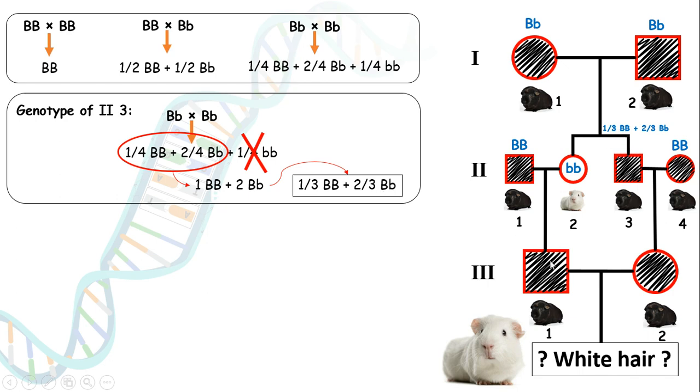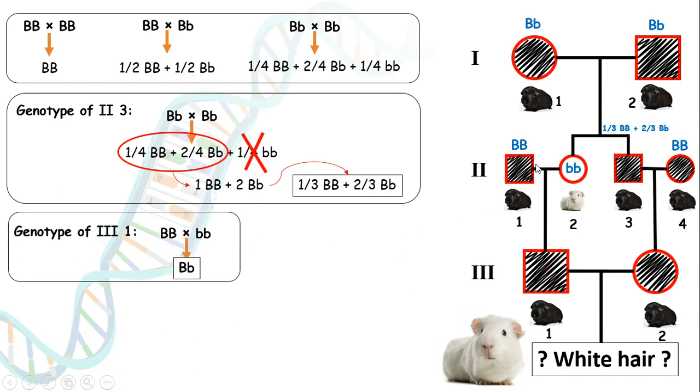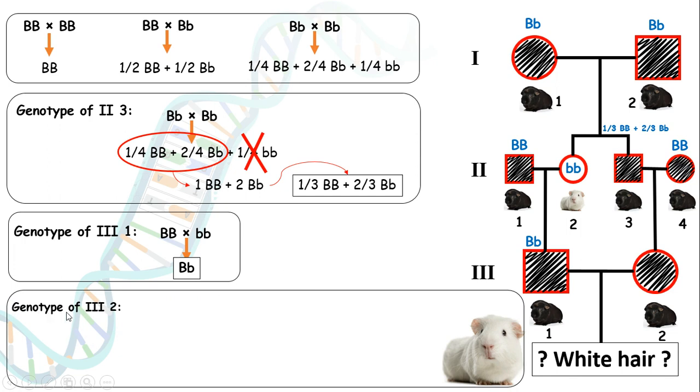So now we want to find the genotypes of the generation 3. This one is so obvious. If we cross or mate these two individuals, all of their offspring will have the heterozygous genotype. So write for it here, and let's find the genotype of individual 2 in the generation 3, means this one.